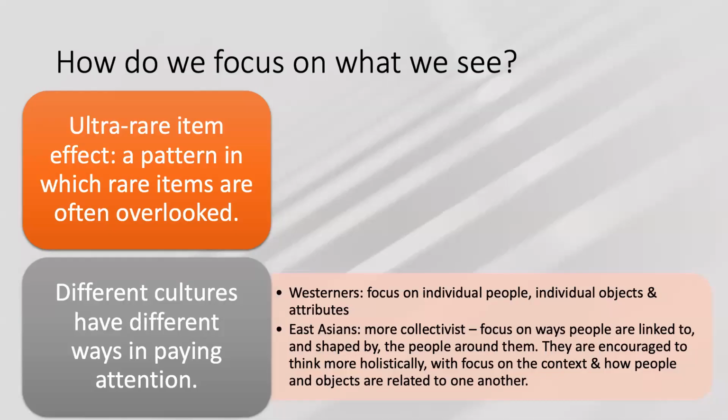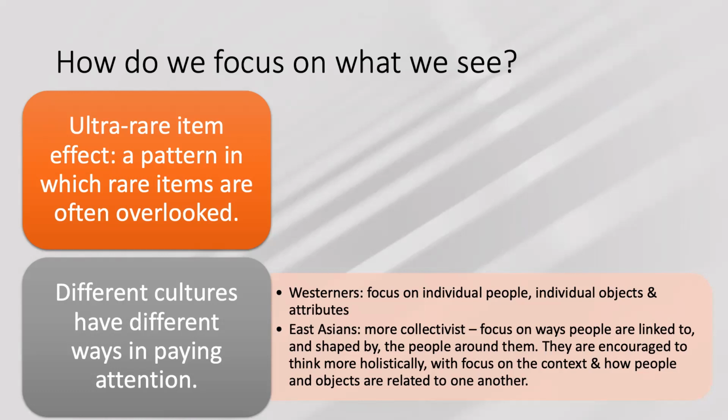How do we focus on what we see? Ultra-rare item effect, a pattern in which rare items are often overlooked. For example, in the textbook in cognitive psychology, there is an example when you walk in a forest, even if there is a staple there on the ground, you may not see it because you don't expect a staple to be on the ground in the forest. In this case, the staple is an ultra-rare item effect. You don't expect to see a staple in the forest.